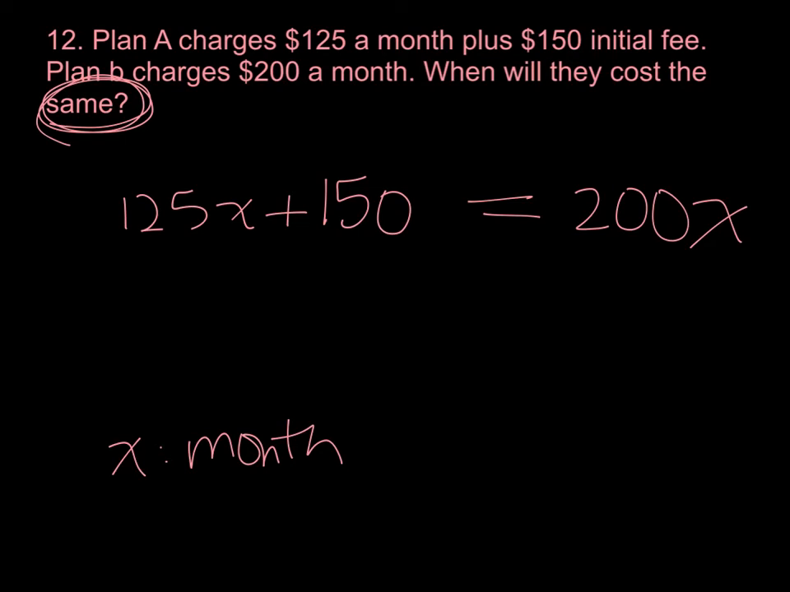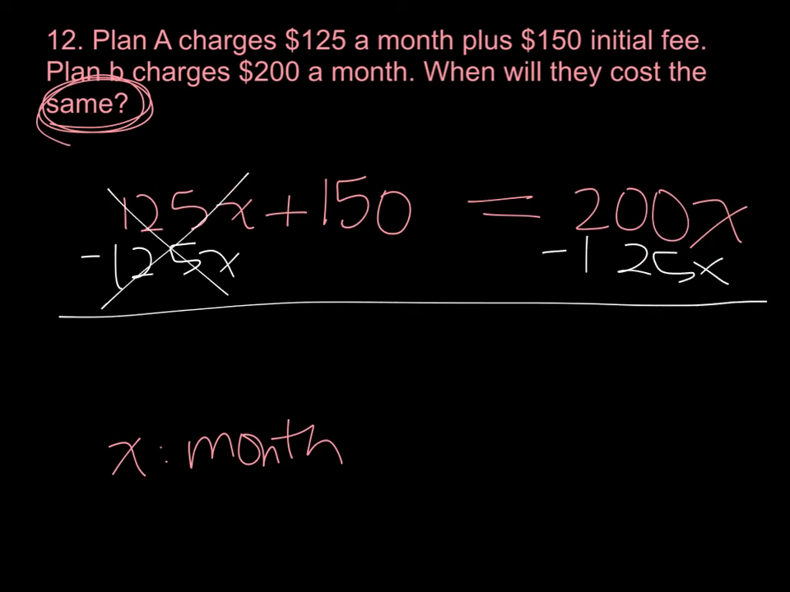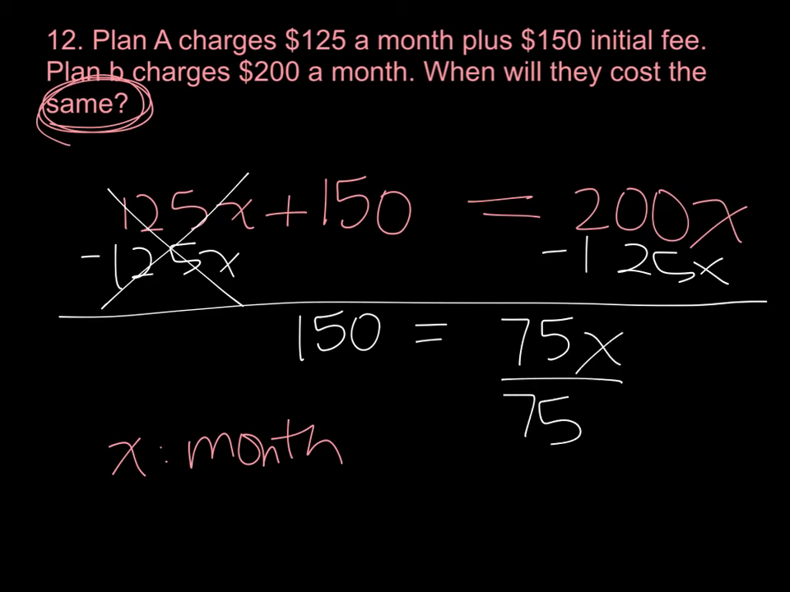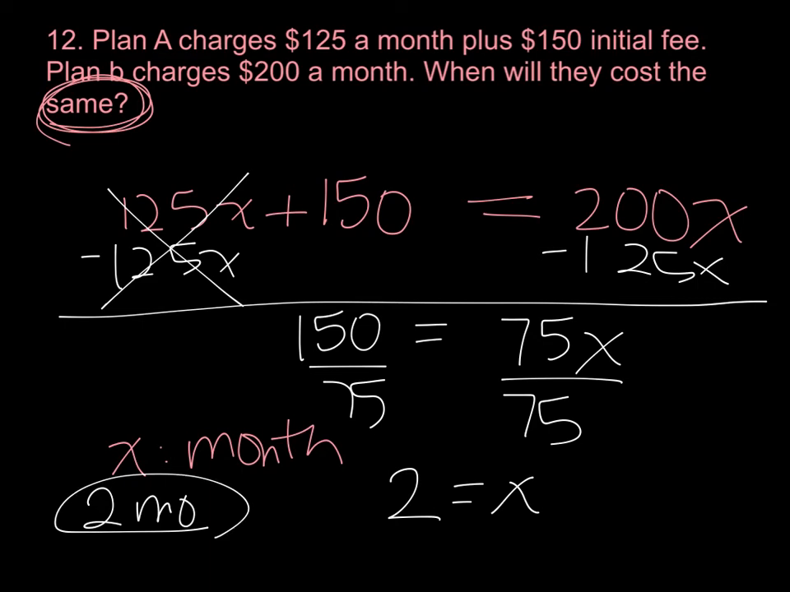Now we want to solve, like we usually do. We subtract 125x from both sides to get the common terms together. That goes away, it becomes 0. 150 equals 75x. Divide both sides by 75, and x equals 2. So my answer is 2 months when they'll be the same.